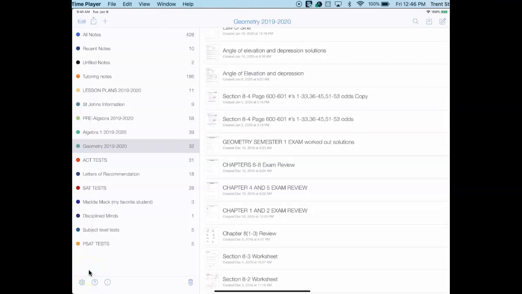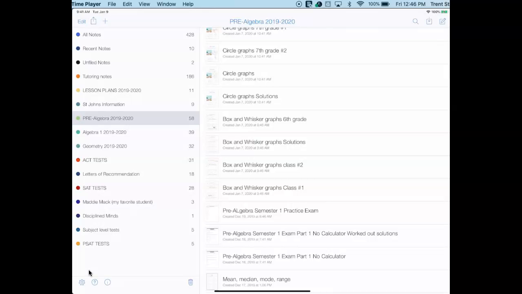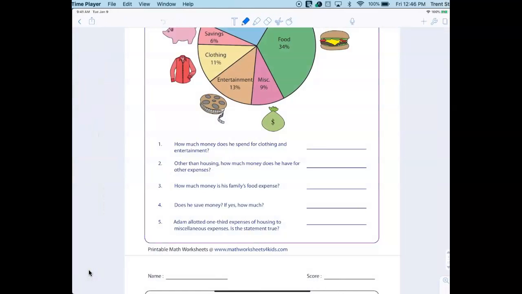So for today, I'm going to teach you how to figure out how many degrees is supposed to be in each diagram.